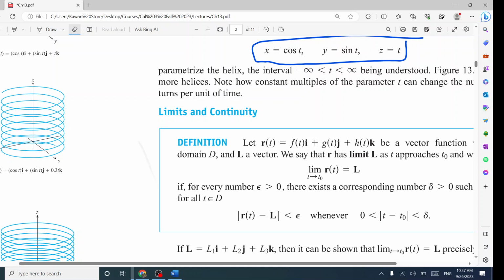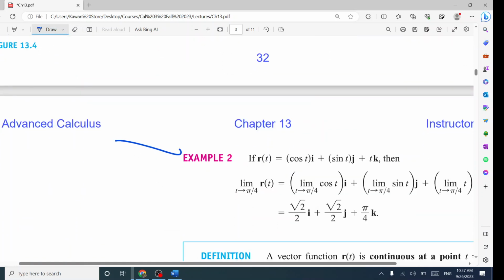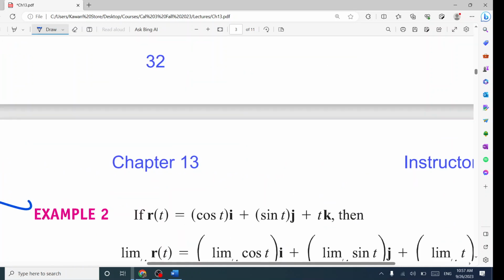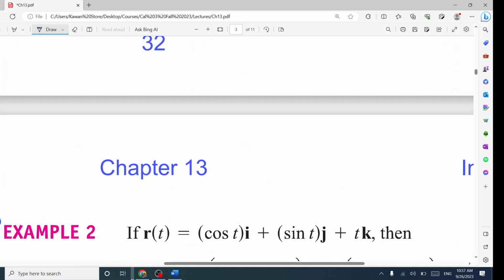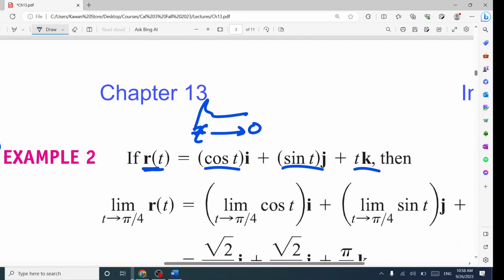For example, this example as well is important. If you have a vector valued function r(t) equal to cosine t i, sine t j, t k, and I say find the limit as t approaches 0, how to find it? The answer is very easy. We are going to deal with them one by one: i separately, j separately, k separately.